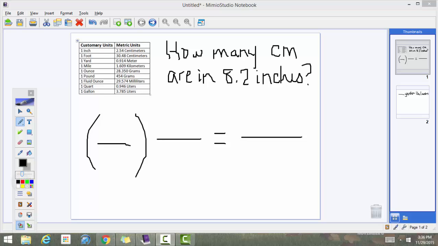Hey students, today we're going to be getting into the conversions between metric and customary. Customary is the system that we use here in the United States. Metric is what they use in pretty much everywhere else but the United States.